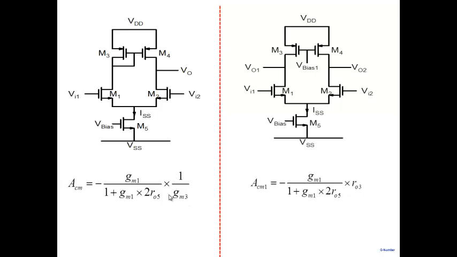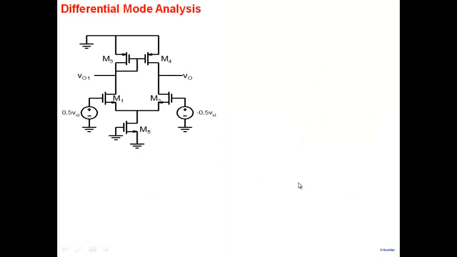And if you compare the two expressions, you can see here, common mode gain is much smaller than this value here, because 1 over GM3 is much smaller than R03. So that's the advantage that you get by building a current mirror load here. Common mode gain becomes much smaller here. Okay. Differential mode analysis is more complicated.